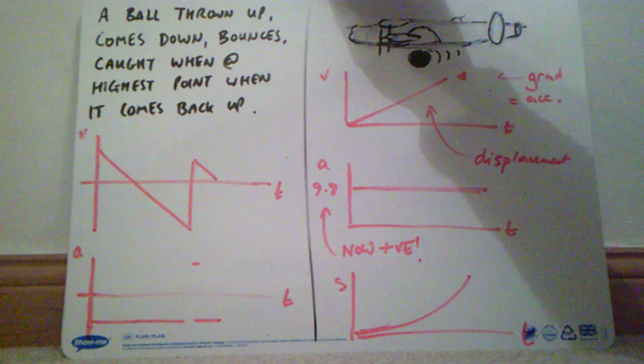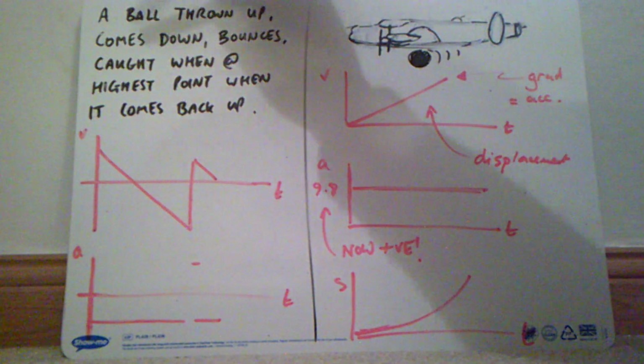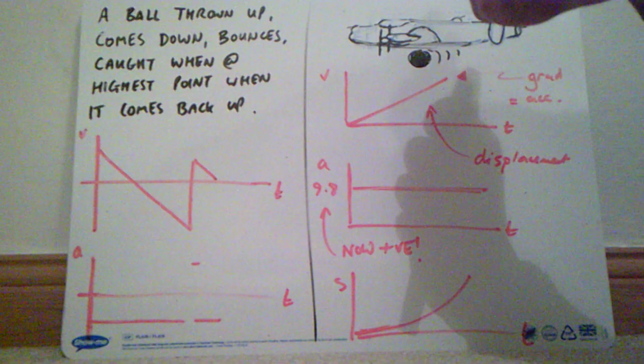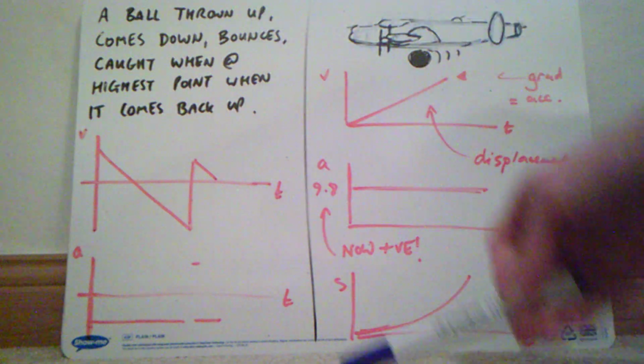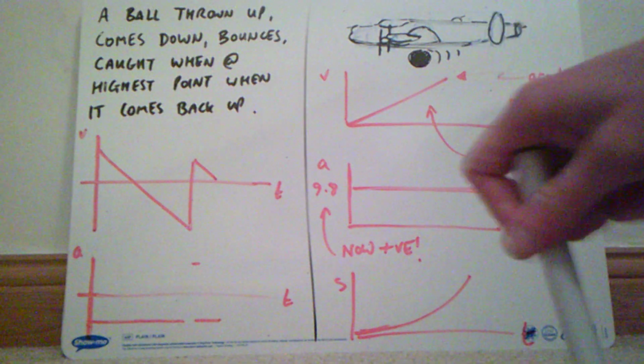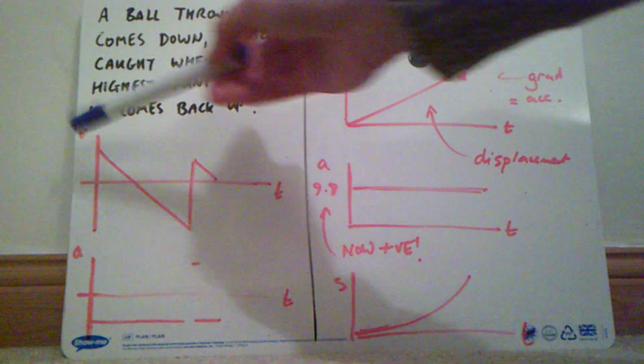Let's think about a ball which is thrown up. It comes down, it passes the person's hand, maybe they miss it, they don't catch it, it goes down to the ground, it bounces, and it's caught when it's come back up to its highest point again. So here we go. Think about the key points, speed time graph.